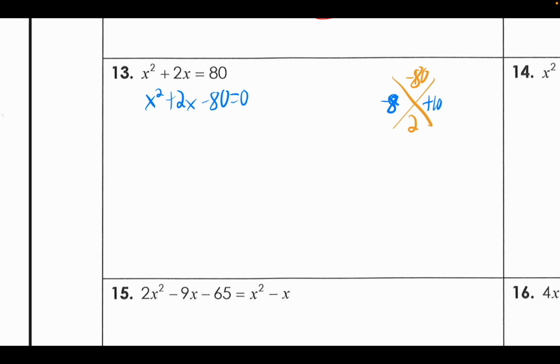The factors of this, since we can use our shortcut because it's 1x squared, are x minus 8 and x plus 10 equals 0. Set up our two equations, we get x minus 8 equals 0, x plus 10 equals 0. Add 8, we get x equals 8. Subtract 10, and we get x equals negative 10.